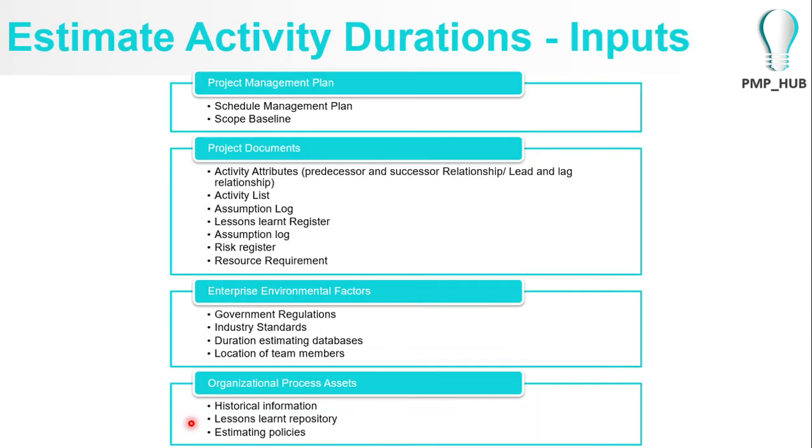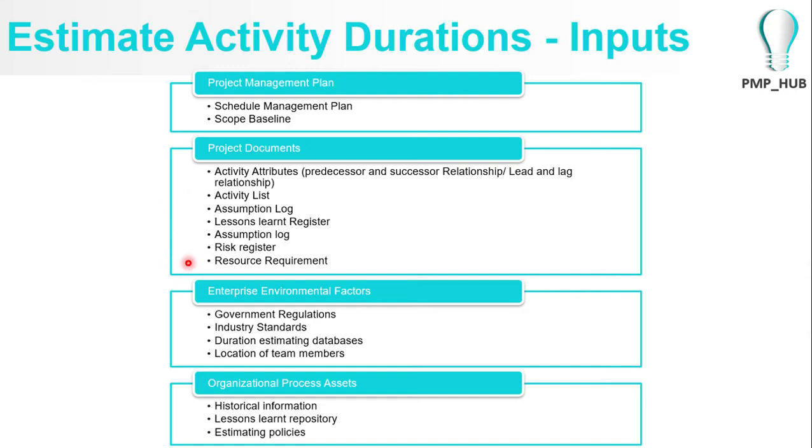When you consider the inputs for this process, as I earlier said, the scope baseline will be one of the major inputs for this process, because it gives you the work breakdown structure. And also, as in the previous process, in estimating activity durations, activity attributes will be a major input.